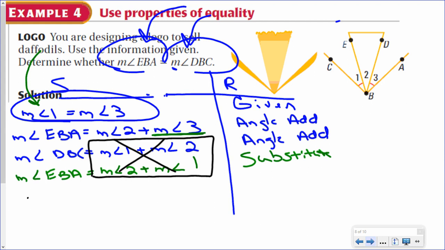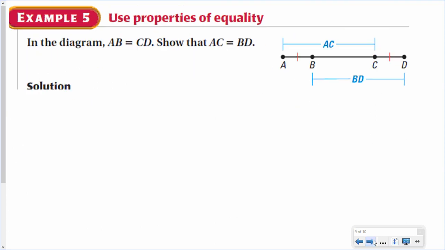So we can put the measure of angle DBC is equal to the measure of angle EBA because of transitive. All right, moving on to the next one. And this is the last one.